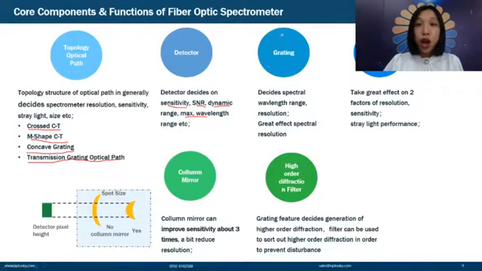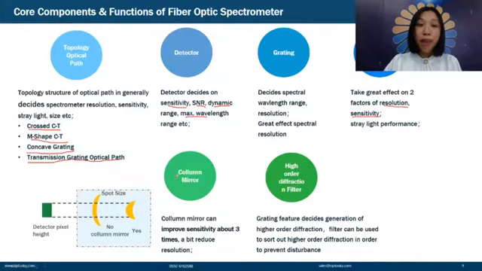Thirdly, the grating, which we have introduced before. The grating can decide the spectrometer's wavelength range, and it can greatly affect the spectrometer's resolution. And fourthly, the incidence slit size. The incidence slit size affects the resolution and the sensitivity. We have mentioned before, the smaller the slit size, the better the resolution, but the weaker the sensitivity. And the slit size can also affect the straight line performance.